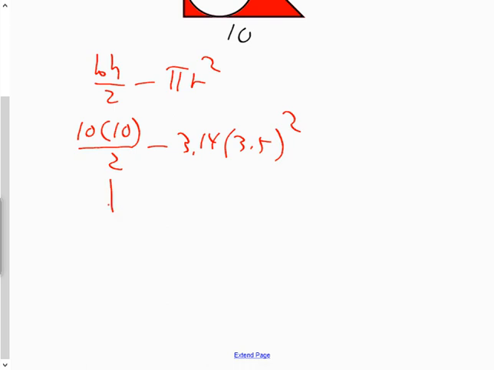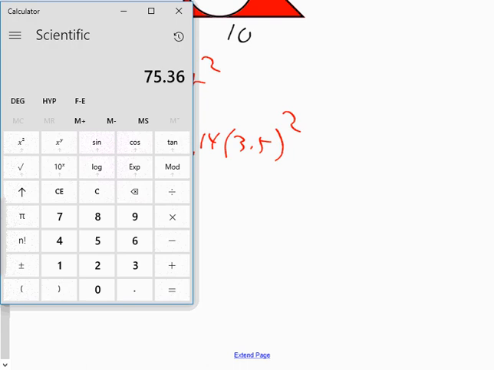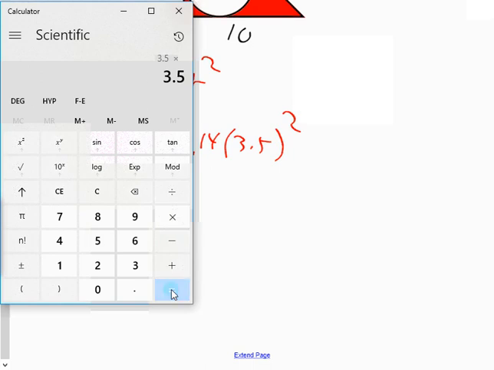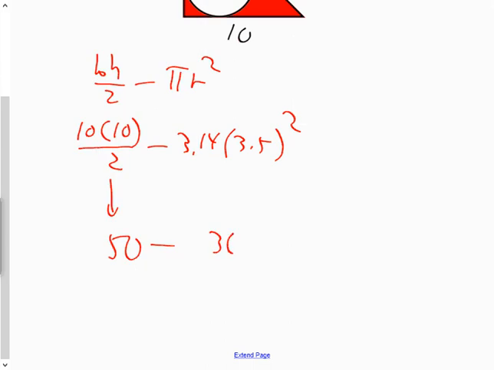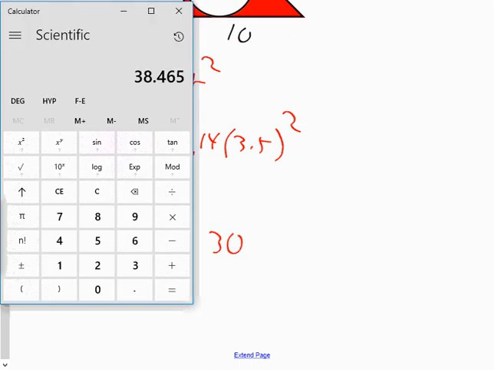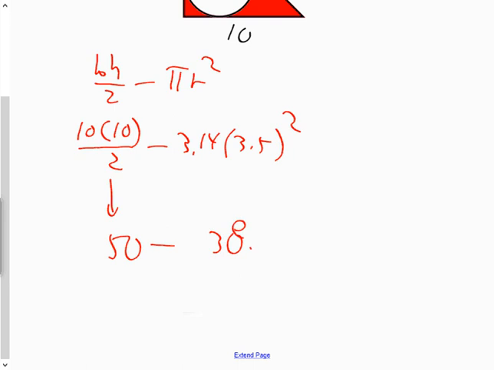So when I work out this, it's going to become 50, take away, I'm pretty sure I messed up, 3.5 squared is 12.25 multiplied by pi. Oh, I think we're okay. Equals 38.465. And 50 take away 38.465 is 11.535.